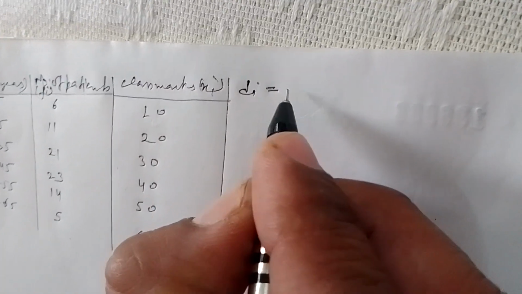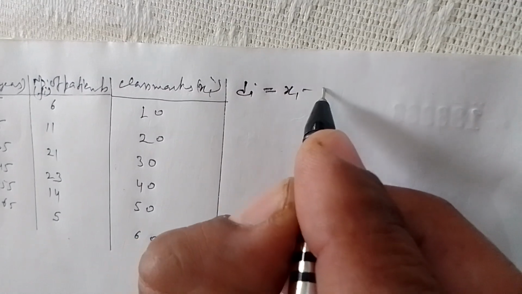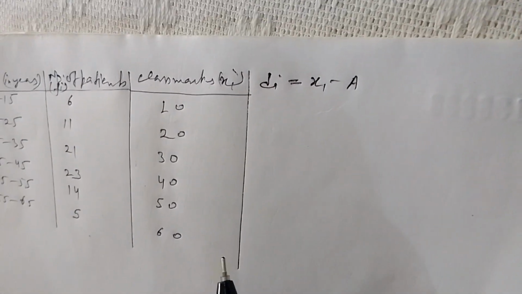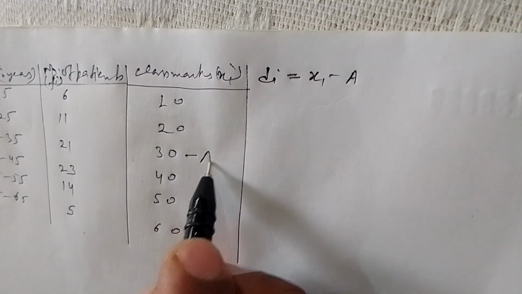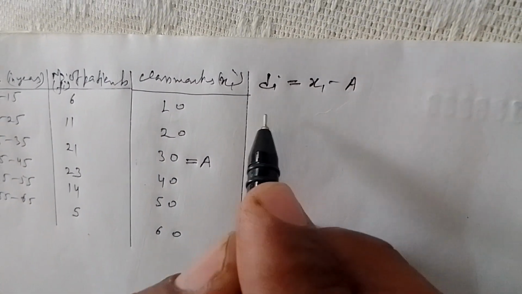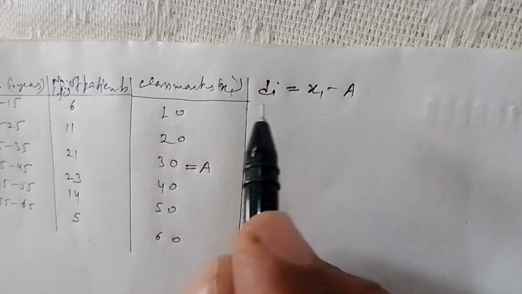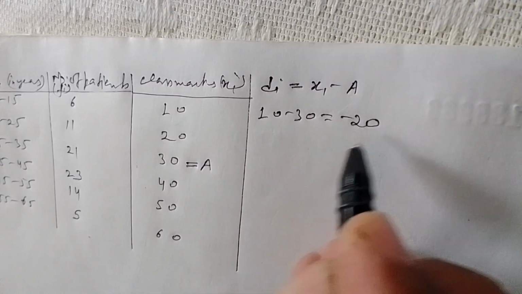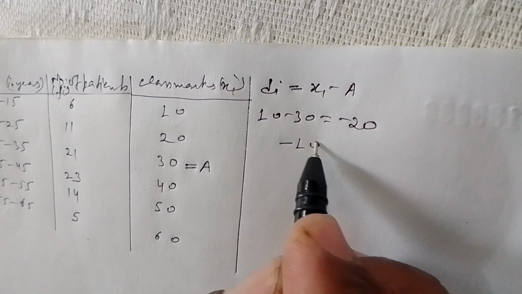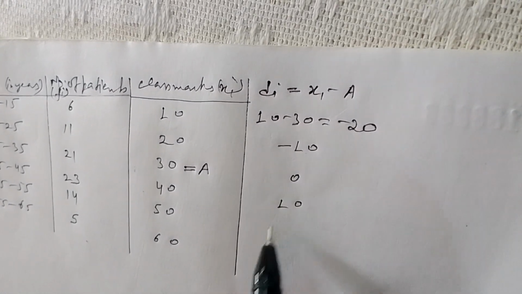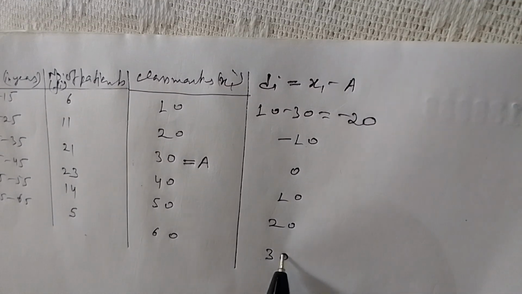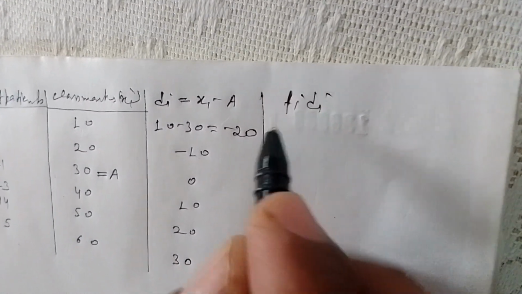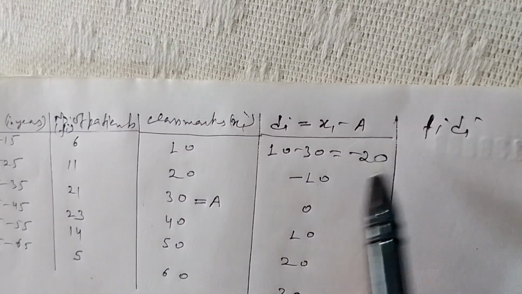di is equal to Xi minus assumed mean. Here we will take the assumed mean as 30. Then the deviation of the first class will come out to be 10 minus 30, which is minus 20. Similarly for the others it will come out to minus 10, 0, 10, 20 and 30. From this we will calculate the last column Fi di, that is the multiplication of the second column and the fourth column.